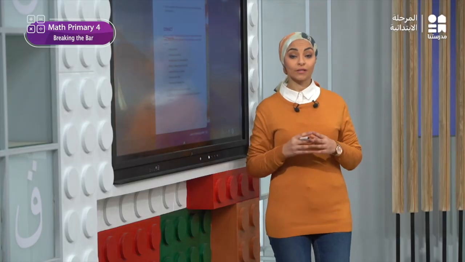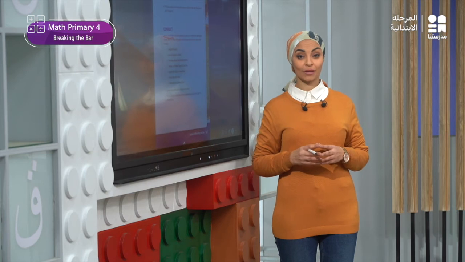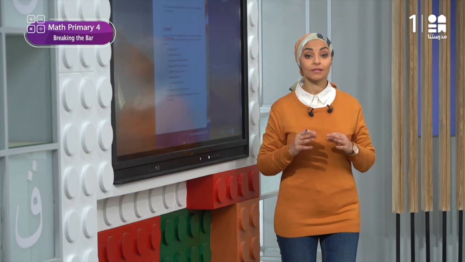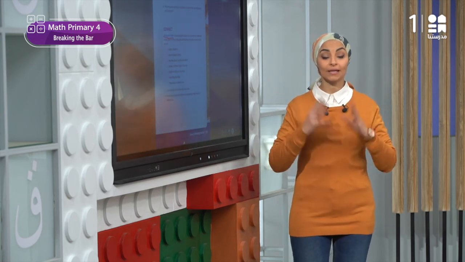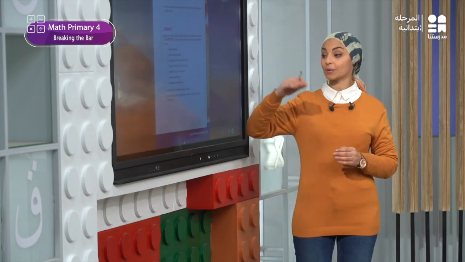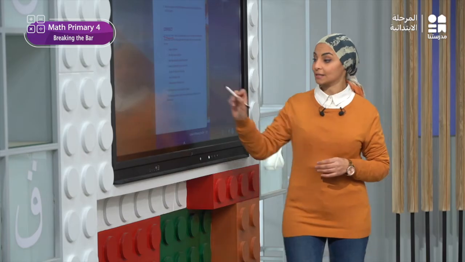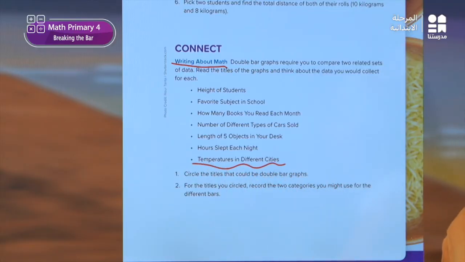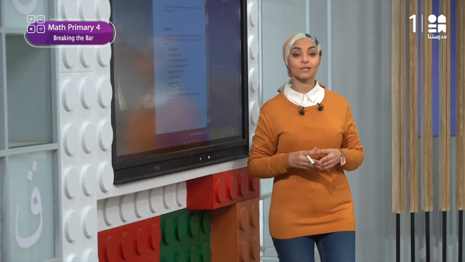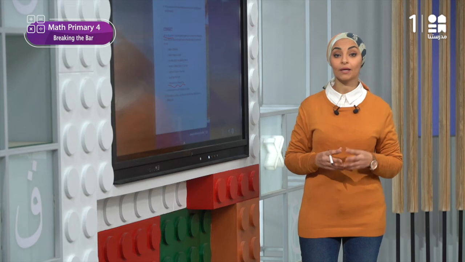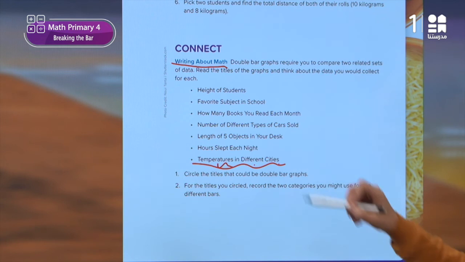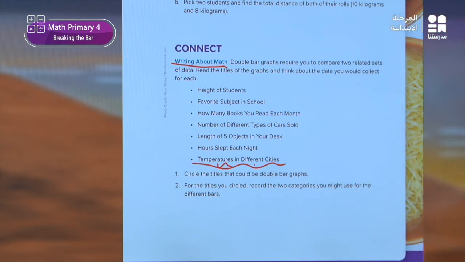I will choose one of the titles and leave the rest to you. Think about whether we can use double bars or not. And of course this would depend on the data we collected. For example, here we can record the maximum and the minimum temperature decrease in different cities. You can collect this by watching the weather forecast. In this case, what do we need to use? A double bar graph, because we are comparing temperatures in different cities, maximum and minimum temperature.